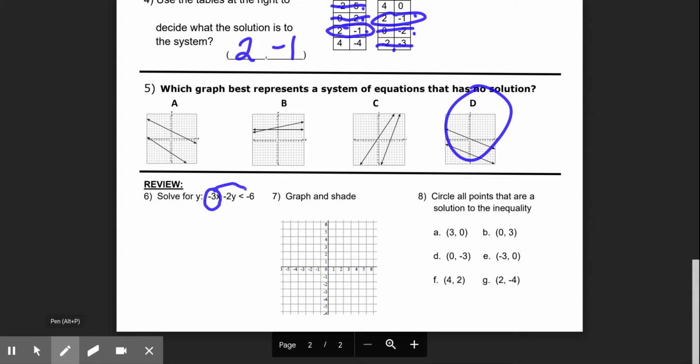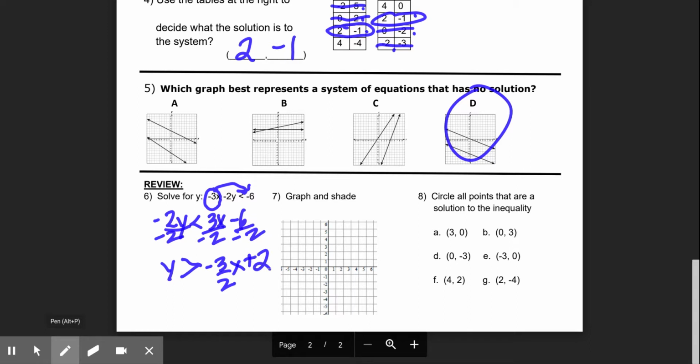And take that negative 3x, move it over, bring down the negative 2y is less than, that negative 3x becomes positive 3x minus 6. Now then, one reason why I wanted this to be a review is when you divide or multiply by a negative and you're dealing with inequalities, you must flip the inequality symbol. So this will be negative 3 over 2x, and negative 6 divided by negative 2 is a positive 2.